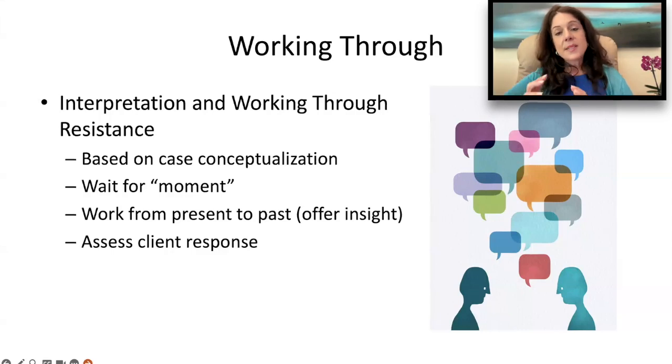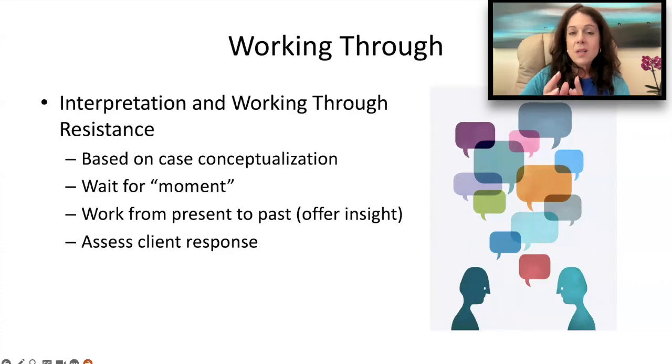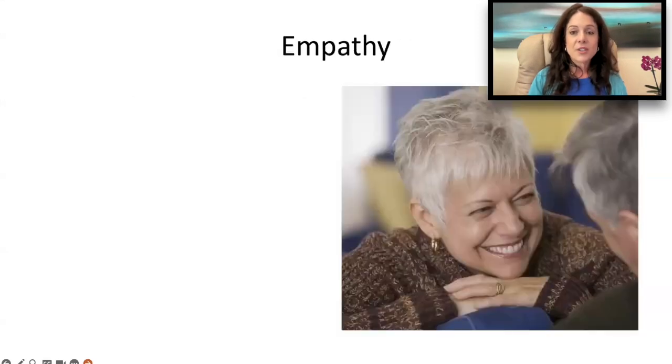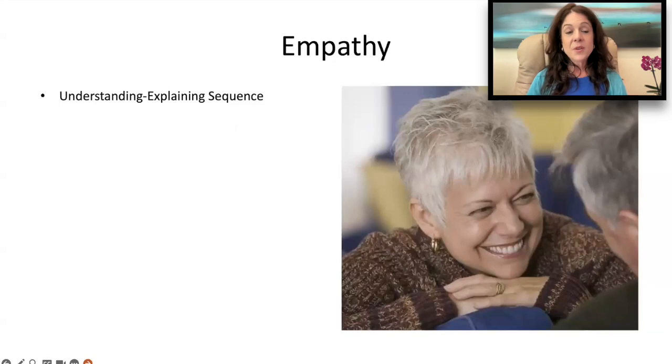And you tend to work from the present to the past. So you would start with what might be going on with their boss in the present moment, and then work back to childhood. And you're always assessing your client's response. One of the things, I believe it was Kohut who said this, is that if you don't see behavioral change from your interpretations, like the clients aren't understanding, agreeing with them, working through them, and changing their behavior, you might just be wrong. So you really do want to look at what the client's response is and whether it's really facilitating change.